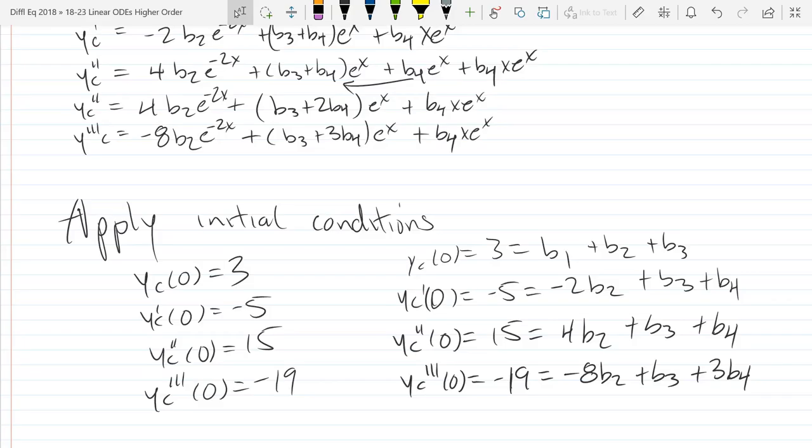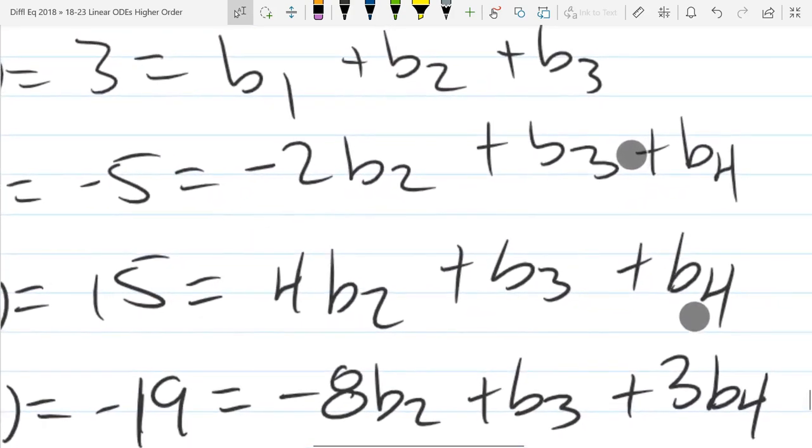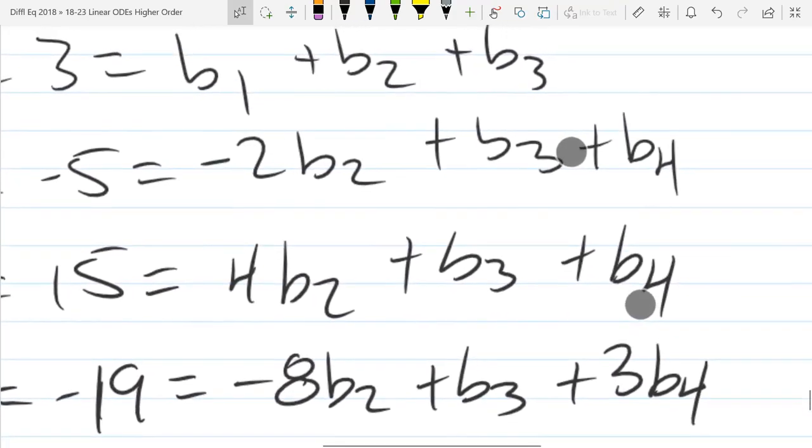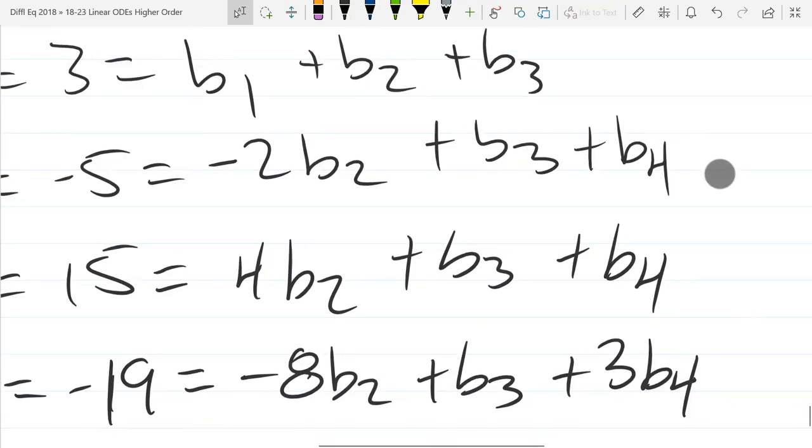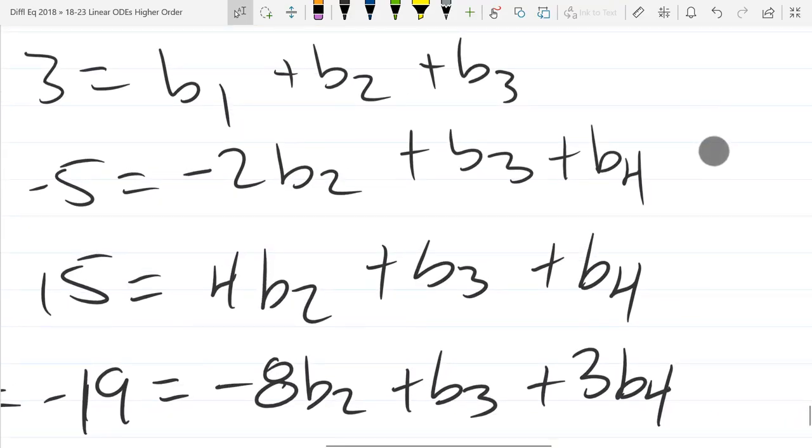All right, this looks kind of messy. Can one of you explain what we are looking at here? It is a system of four equations and four unknowns, but this is actually a relatively friendly system. What type of system is this? Linear. It's a linear system, so we could put it into a matrix and row reduce.